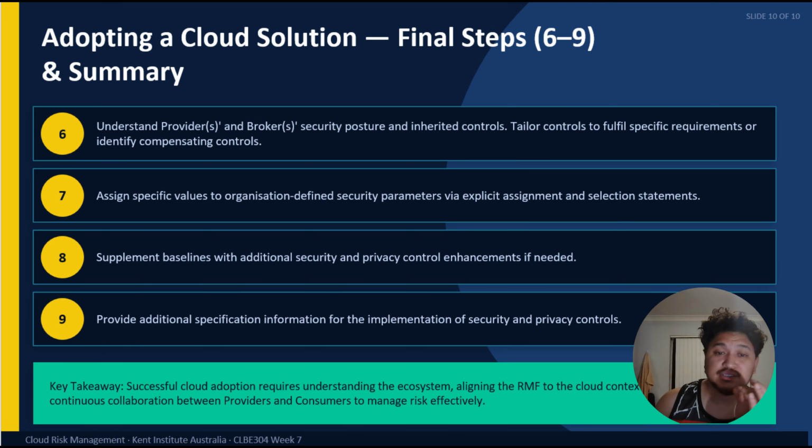And for the final part, we will conclude with the final four steps of cloud adoption and the key takeaway to close. Step 6. Understand the provider's and broker's security posture and understand which security controls are inherited from them. Step 7. Assign specific values to all organization-defined security parameters. General controls must be made concrete for the specifics of the environment through explicit assignment and selection.